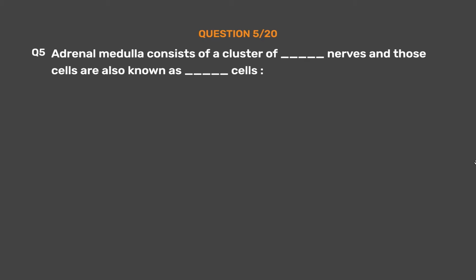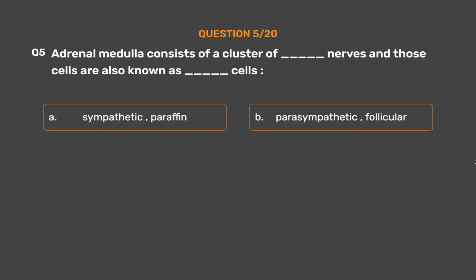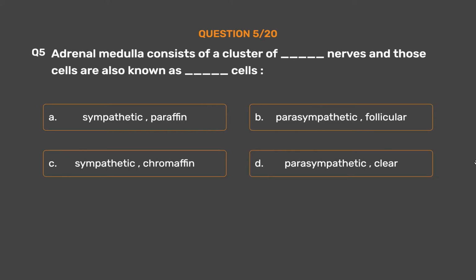Question number 5. Adrenal medulla consists of a cluster of ___ nerves and those cells are also known as ___ cells. Option A. Sympathetic, paraffin. Option B. Parasympathetic, follicular. Option C. Sympathetic, chromaffin. Option D. Parasympathetic, clear.